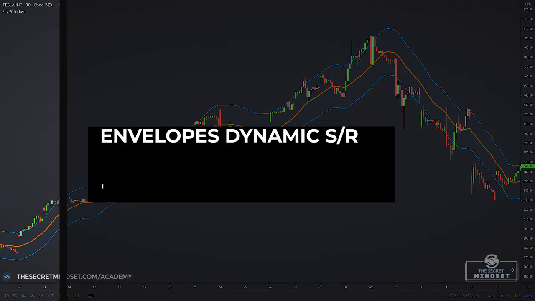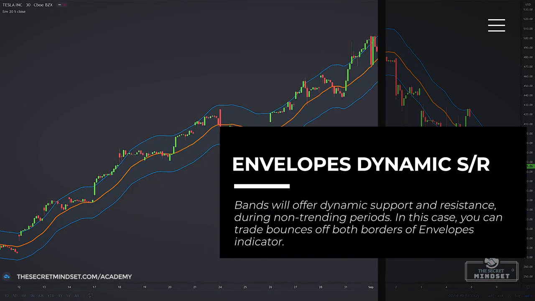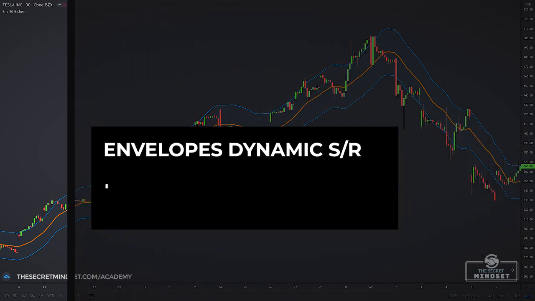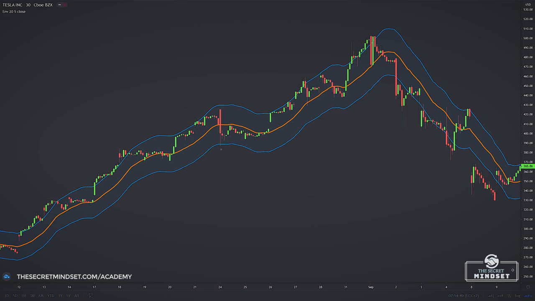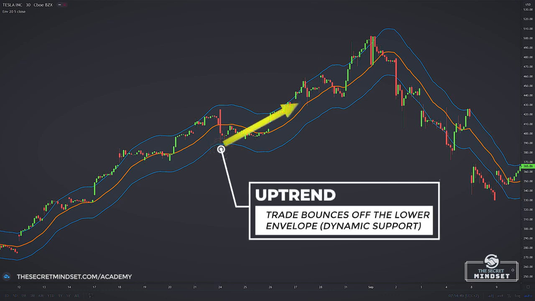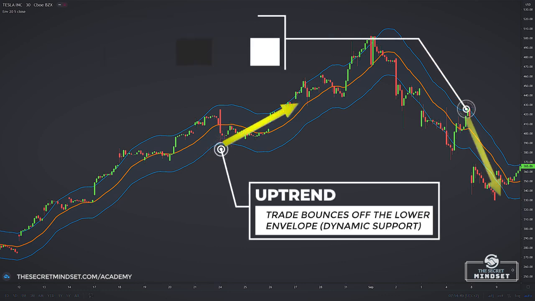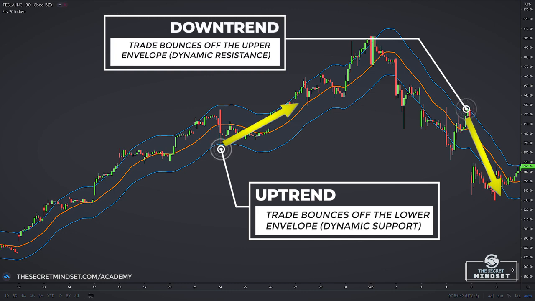Trading envelope bounces is preferred when there is no clear trend on the chart and the price is moving slowly. In this case, you may trade bounces of both borders of the envelopes indicator. If there is evidence that a trend is beginning, it would be wiser only to use the trades in the direction of the trend, bounces of the lower envelope in the case of an uptrend, and bounces of the upper envelope in the case of a downtrend.